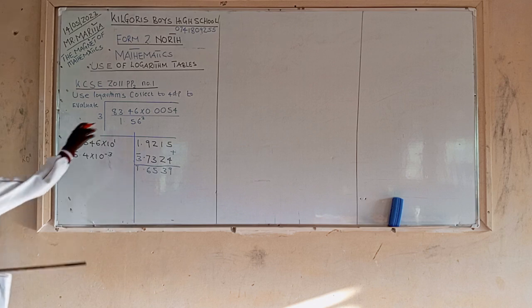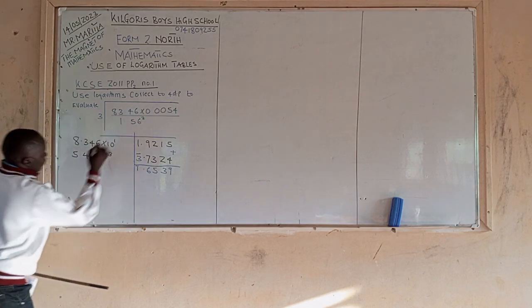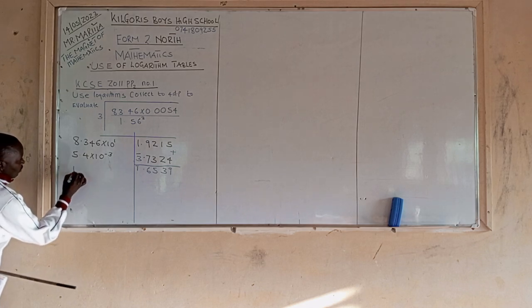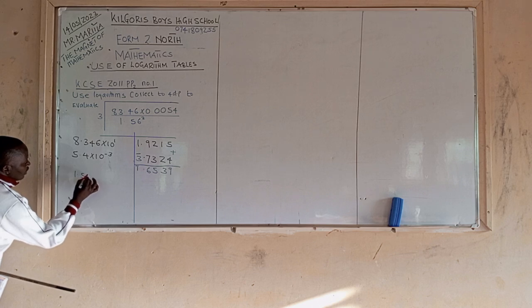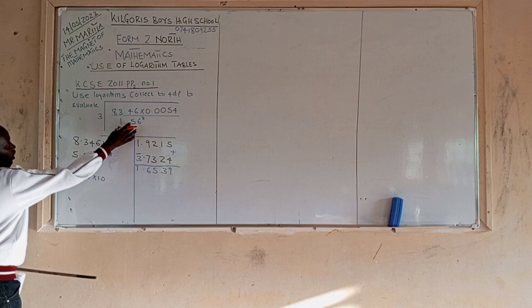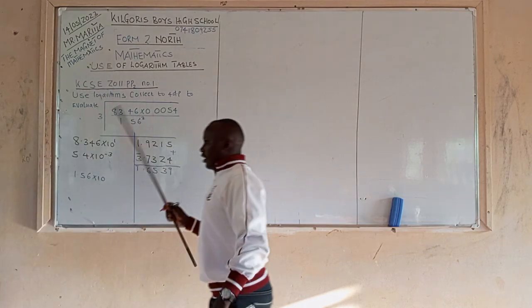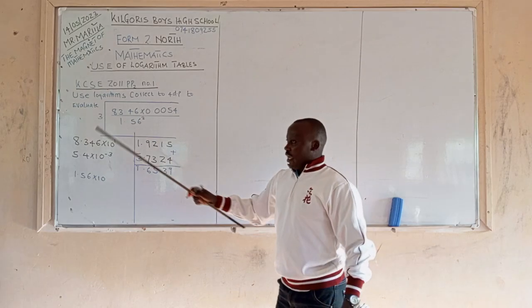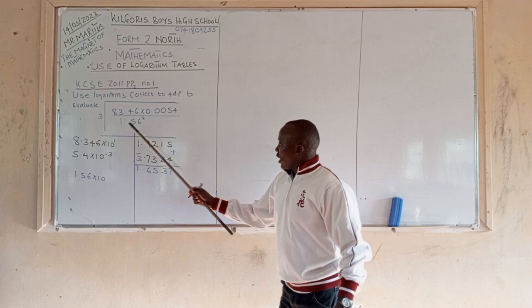And therefore we are through with the logarithm of this one. Now we can have 1.56 in this case times 10. Already this one is in standard form because the original decimal place is between the digits 1 to 9.